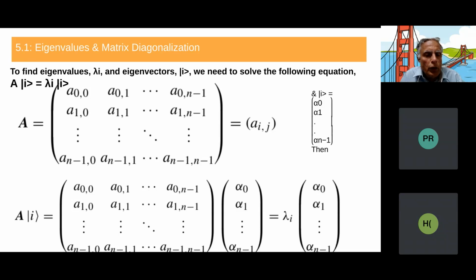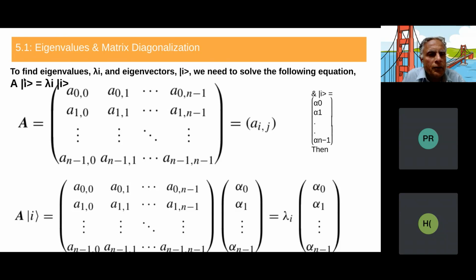So if we say lambda i, it's an abstract notation. Let's say lambda i is a scalar. That means what? It is some complex number or real number, whatever. So it's a scalar.